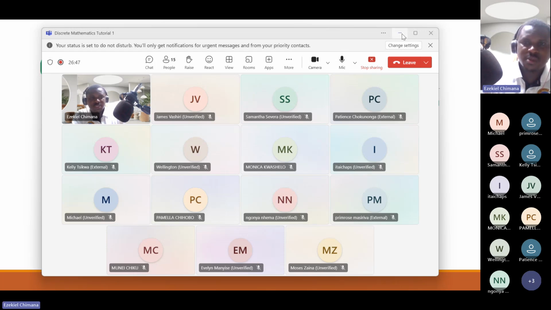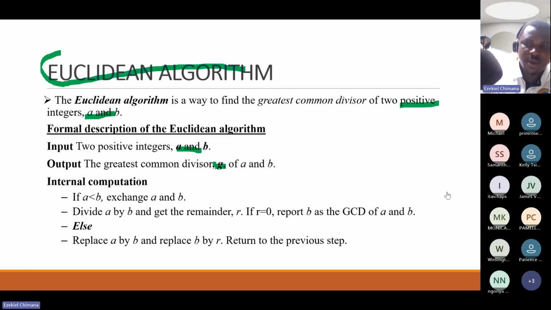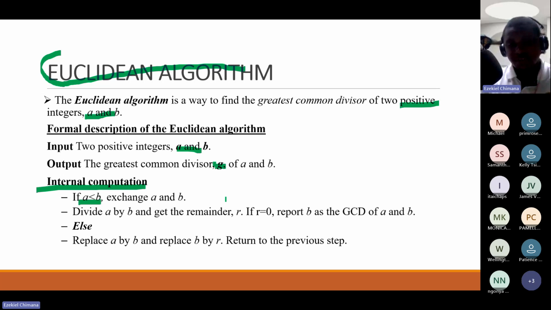If you want to say something, you can raise your hand, or you can just interrupt. So let's look at the internal computation, what will be happening when you give it those two numbers A and B. So if A is less than B, that's the first thing. It checks those two values that you gave it. If A is less than B, you need to exchange.